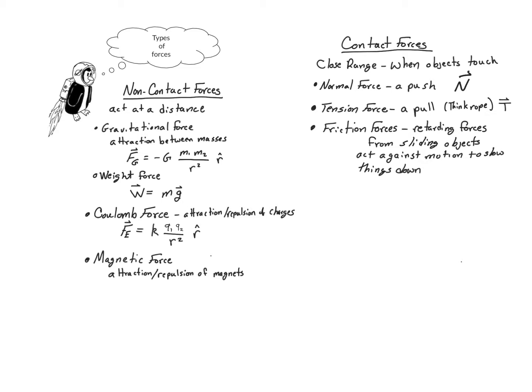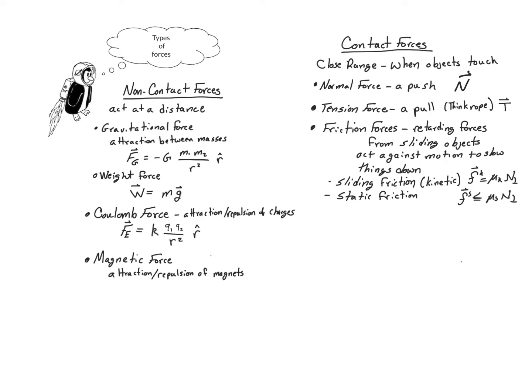Friction forces do come in two varieties. There is sliding or kinetic friction, and then there is the friction that prevents things from sliding in the first place, and that is called static friction. They have similar formulae, but are subtly different, and we will spend more time talking about these in the future.